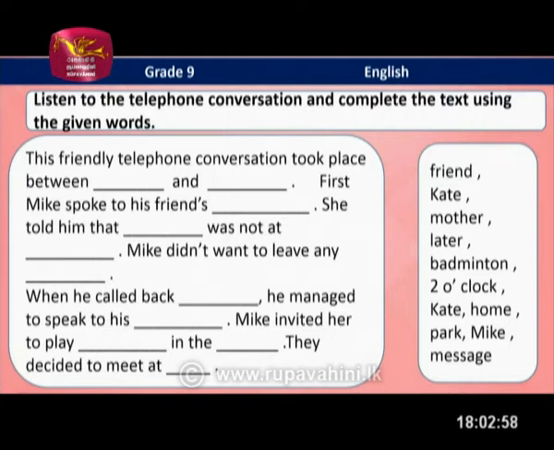The purpose of giving the activity before you listen to the telephone conversation is to get an idea of what you are going to listen to. Now you can see this is a telephone conversation between Mike. Can you see, Miss Vatsala, the word Mike here? Yes, it is given there. Yes, Mike spoke to his friend. So this is between Mike and his friend. So shall we listen to the telephone conversation? Yes, I think that would be good.